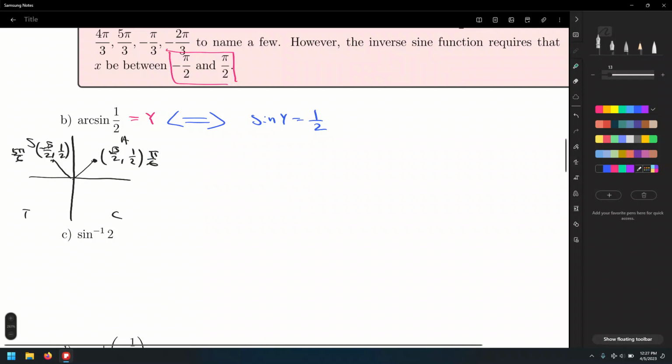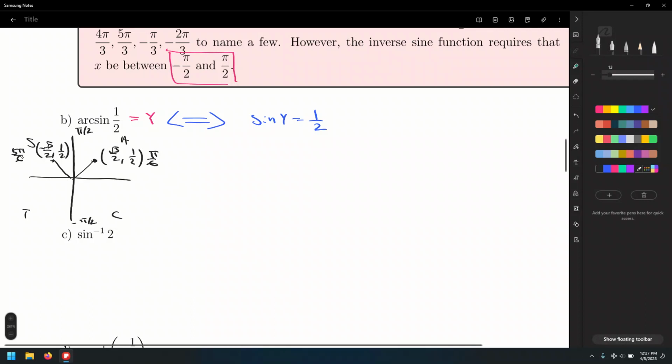Do we agree with this? Okay, however, what is the restricted domain of the sine function in order to find its inverse? Isn't it trimmed between negative pi over 2 and pi over 2?